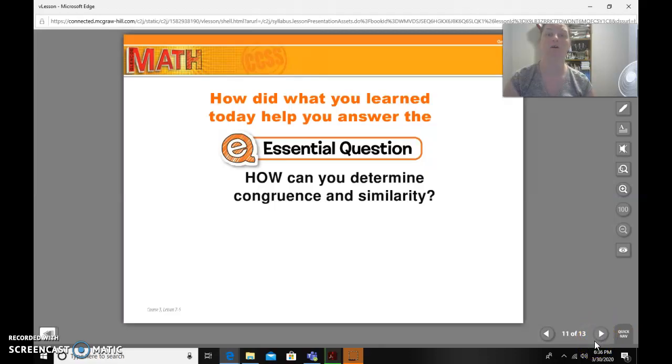So think about this. How did what you learned today help you answer the essential question of how can you determine congruence and similarity? Your assignment is in your book. If you went and got your book, it's page 549. If not, I'm uploading a PDF of it, and you can just write your answers down or print it out, or however you're doing that these days.